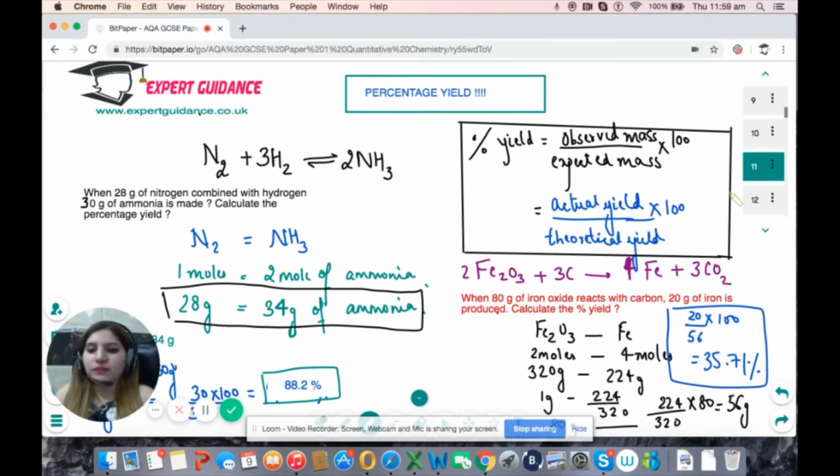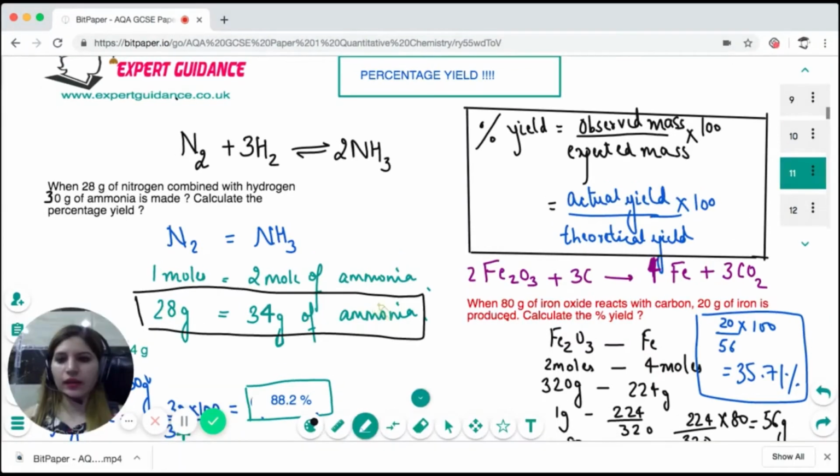Now let us move on to the percentage yield. Whatever we have done so far is the theoretical calculation: by theory, if we are mixing this much amount of reactants, we should get this many grams of products. But that does not happen in reality. In reality, you always get less than what you expect or what you calculate from theory. And the ratio of the observed mass over the expected mass gives you the percentage yield. So percentage yield is given by the formula observed mass over the expected mass times 100, or you can write it as actual yield over theoretical yield times 100.